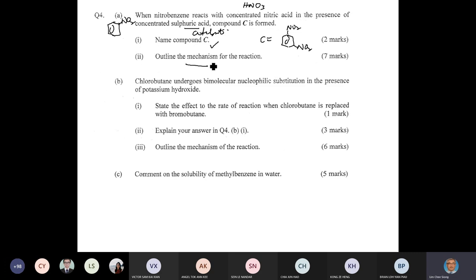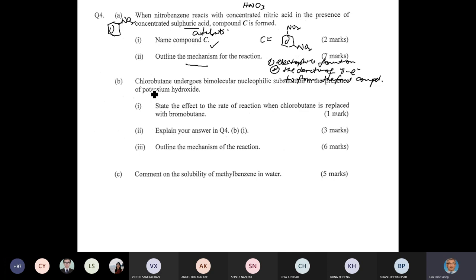Outline the mechanism. The mechanism that you have to refer back to is yesterday's reaction scheme. First, form the electrophile. Then go to the second step, which is the donation of pi electrons. Then afterwards, form the final compound. So refer to it.